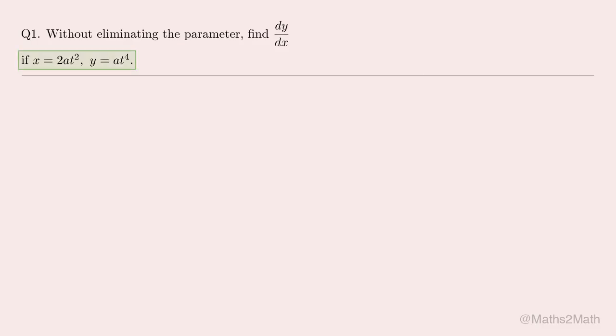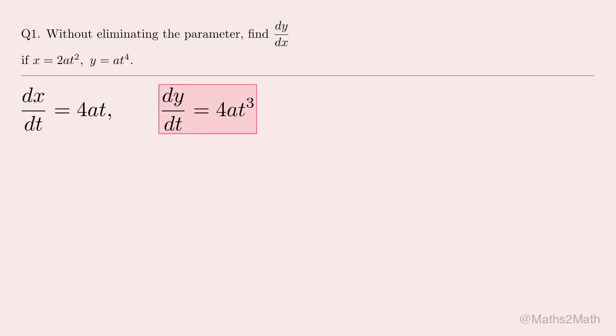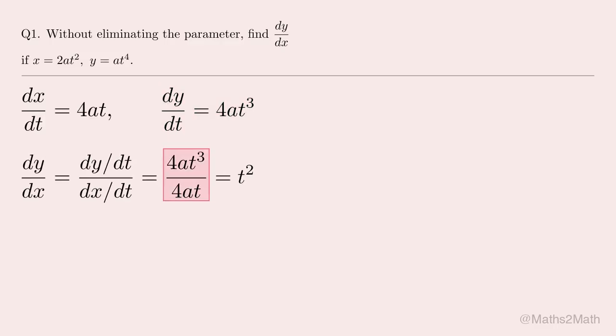Question 1. Both x and y are powers of the parameter t. The rule is dy by dt over dx by dt. No elimination allowed. We differentiate each equation with respect to t. Differentiate both with respect to t. Divide, the 4t cancels, leaving t squared.